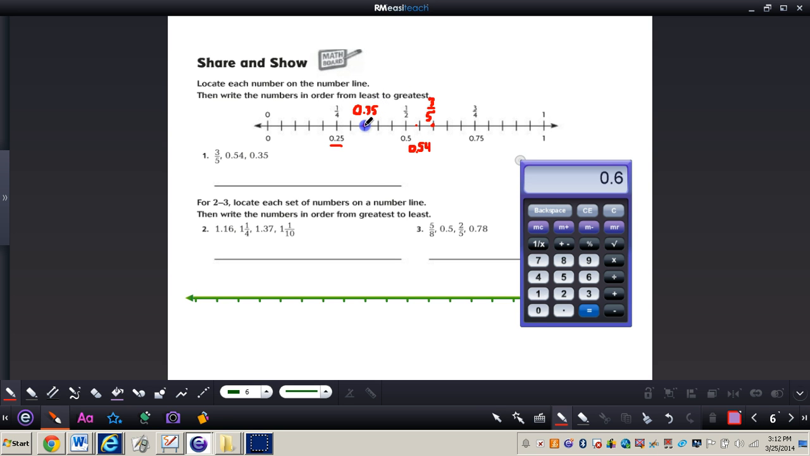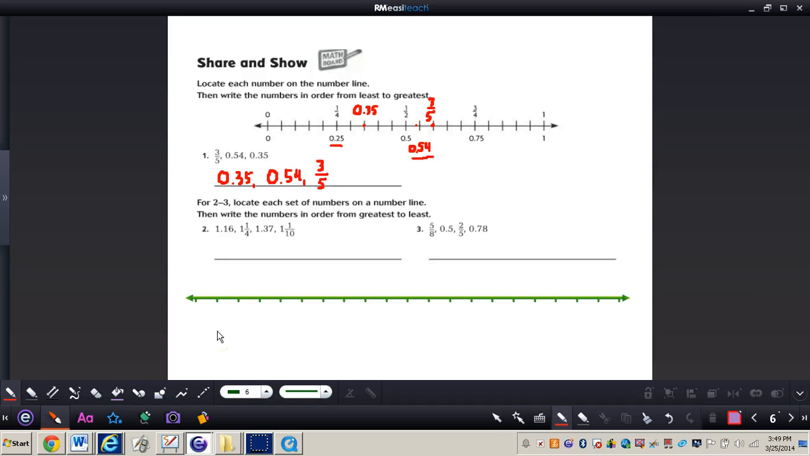Now that I've located all of my fractions and decimals on my number line, it's very simple to order them from least to greatest. What I do is I just start from the left, and as I come to each fraction or decimal, that is the next greatest fraction or decimal. So all the way to the left, I have 35/100. Then my next number is 54/100. Why is that my next number? Because that's the next number that comes on my number line. So 54/100. And the greatest of these would be 3/5. Okay, and that's how you order them from least to greatest.